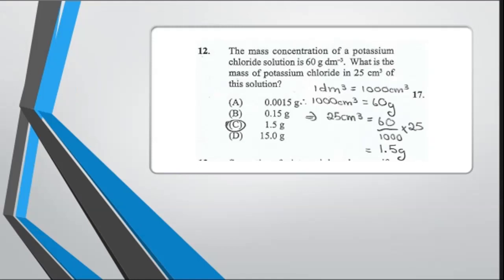So in essence, I'm saying to you that they gave us some information, and then we use the information to find what they're asking us. They're asking us what is the mass of potassium chloride in 25 cm cube. We take the information that we know. We know that 1 dm cube is 1,000 centimeters. And then what did they give us? They gave us 60 grams. So it's supposed to have 1,000 centimeters cube in 60 grams. But we do not want to find for 1,000. We only want to find in 25 cm cube. So we take the 60 divided by 1,000 and multiply that by 25, and that will give us our answer.